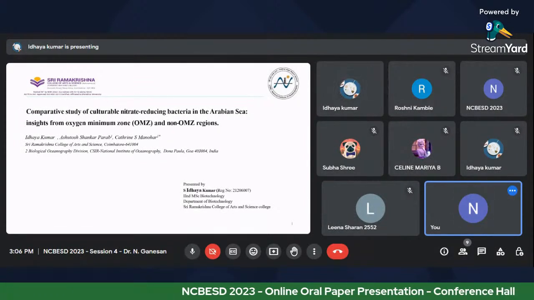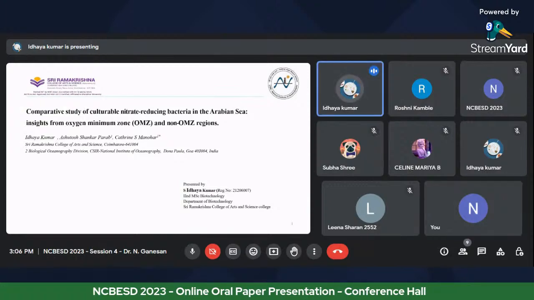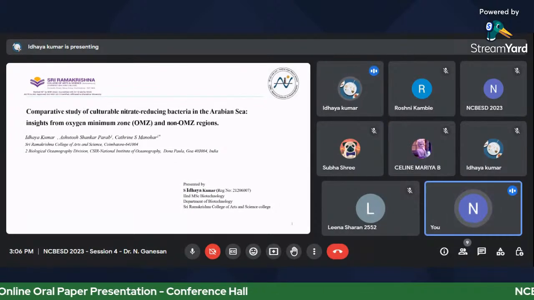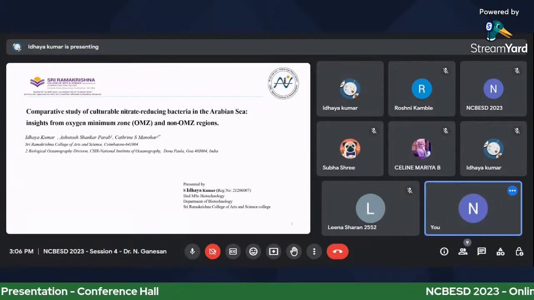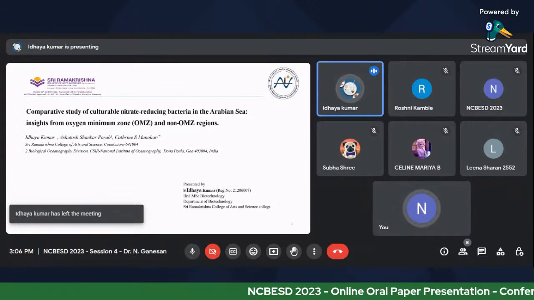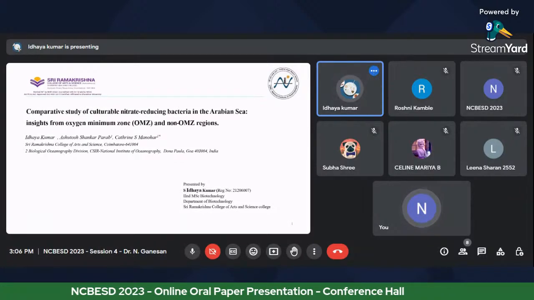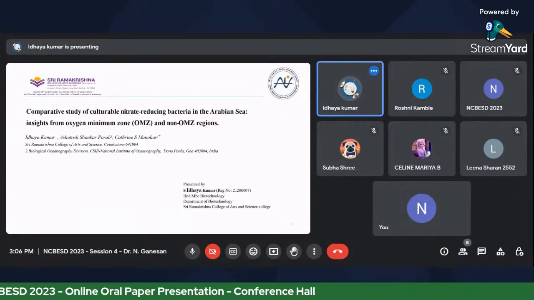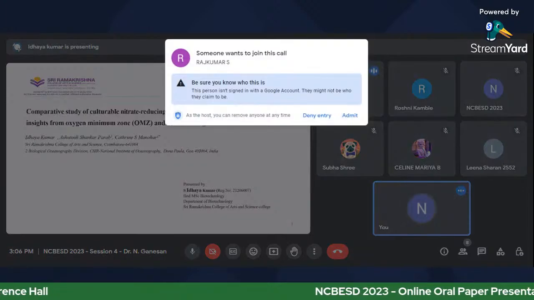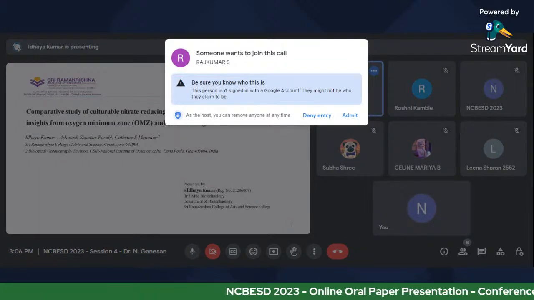Good evening, one and all present here. My name is Uday Kumar. I'm studying in College of. I'm going to present the study of nitrate reducing bacteria in the Arabian Sea, with insight from oxygen minimum zones and non-oxygen minimum zones. In this study, we analyze and compare the microbiome in the oxygen minimum zones and non-oxygen minimum zones.